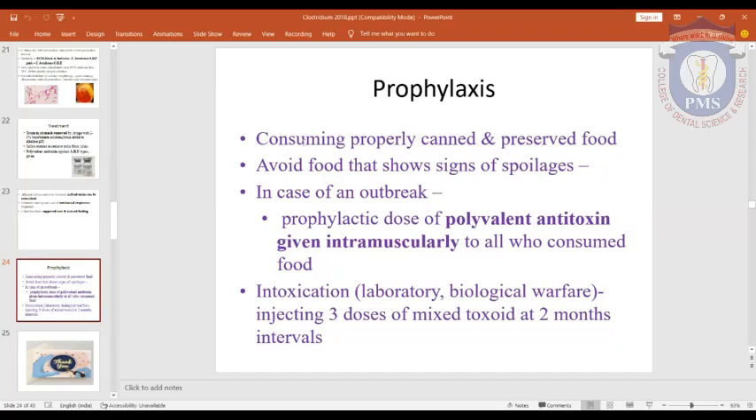For intoxication in laboratory or biological warfare, 3 doses of mixed toxoid are injected at 2 month intervals. In short, Clostridium botulinum is an agent of botulism, which is a rare but severe neuroparalytic disease. Morphology and physiology: they are a heterogeneous group of fastidious, strictly anaerobic bacilli which are motile by peritrichous flagella, and they have heat-resistant, ovoid, subterminal spores. They are proteolytic, non-proteolytic, or certain Clostridial species are even saccharolytic.